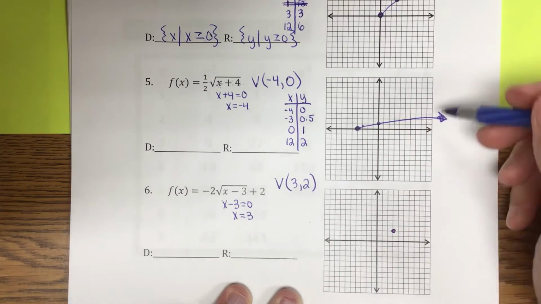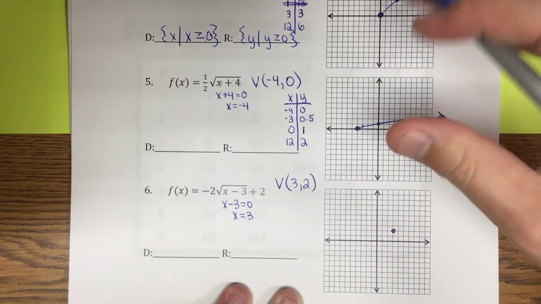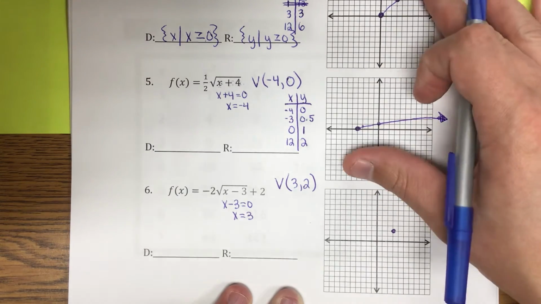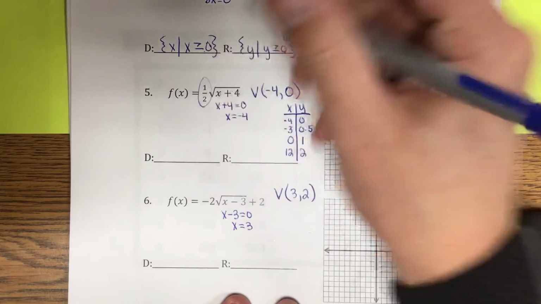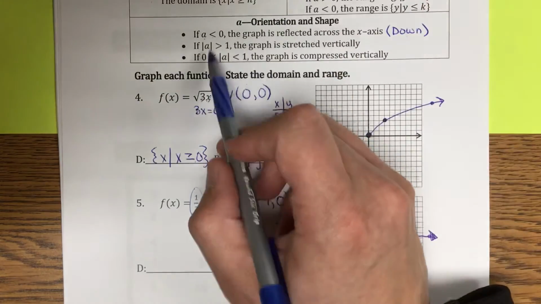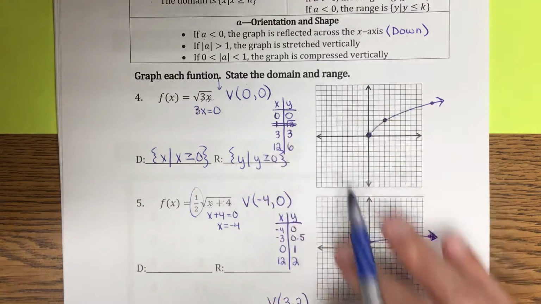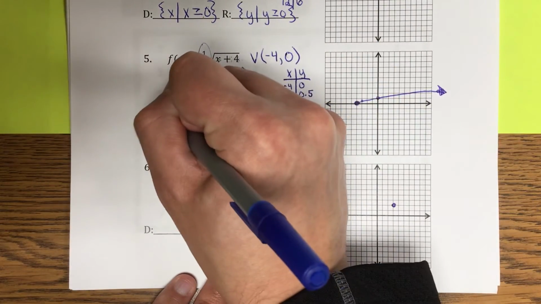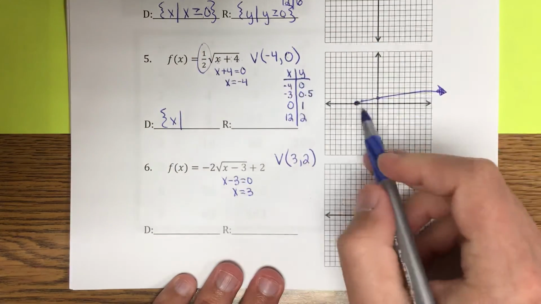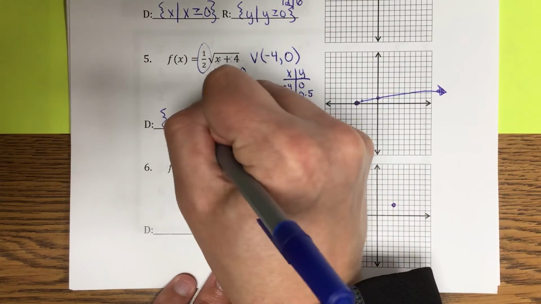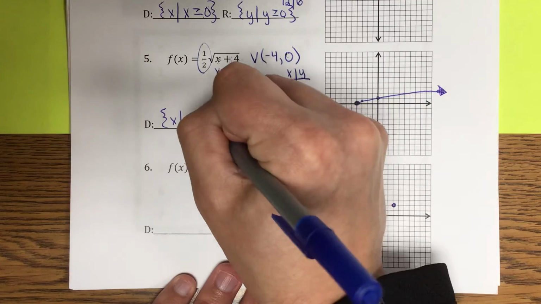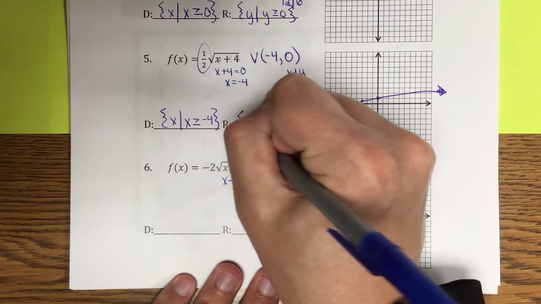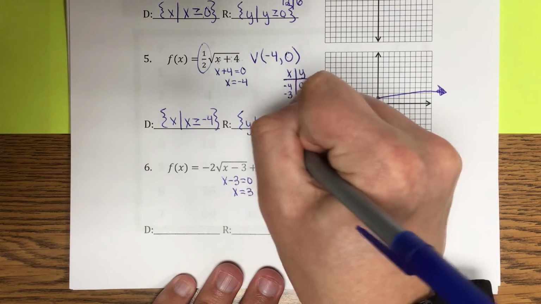So there's my graph. And I want you to note that this one is kind of compressed. It's kind of squished. And that's because of this A value. That value falls into this last bullet point up here. It is compressed vertically. And so the domain would be x such that it goes to the right. So x is greater than or equal to -4. The range y such that y is greater than or equal to 0.